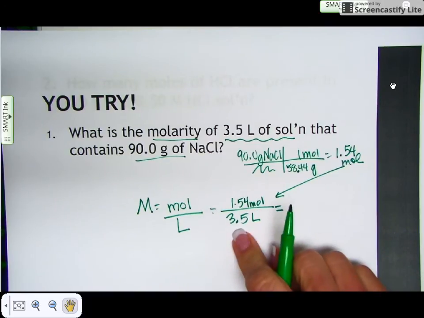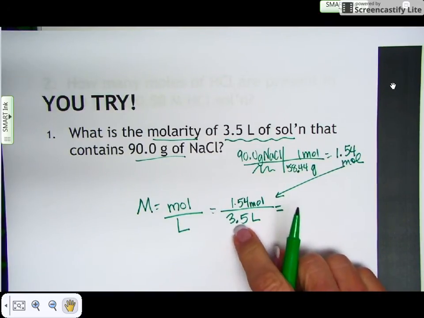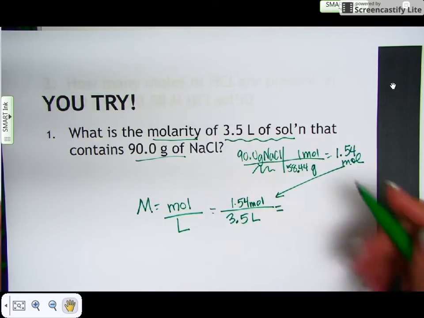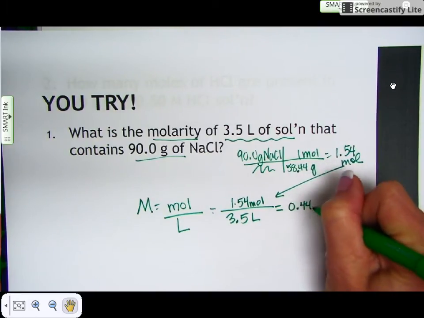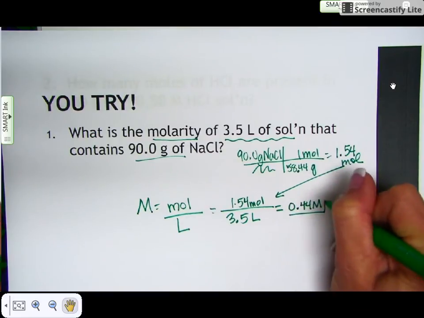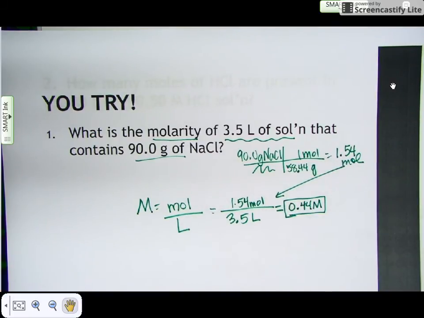All right. When you divide, you're going to see you need 2 sig figs in your answer because the 3.5 only has 2 sig figs. So your answer will be 0.44 molar or 0.44 moles per liter.